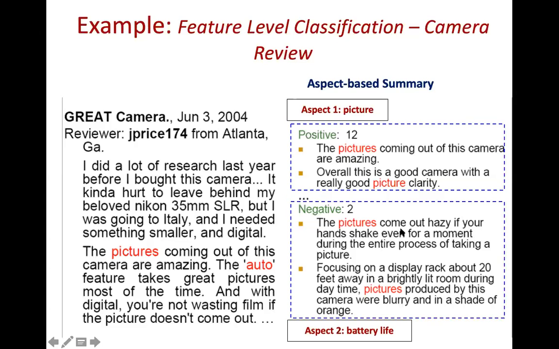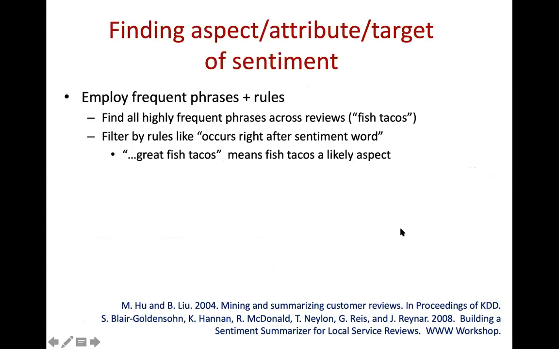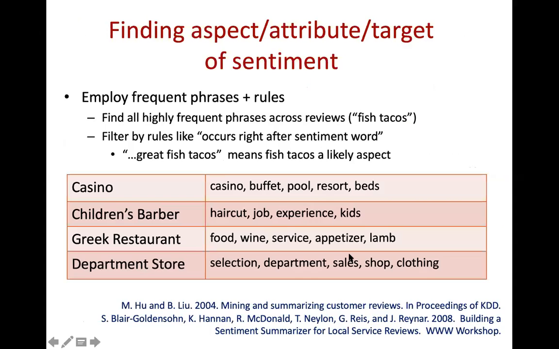And another one is battery life, for example, right? If you're going for, let's say, your camera or your phone, long battery life is positive, short battery life is negative, but you have to know that this is something very important, otherwise you won't be able to really do the efficient classification. Okay, so these are the examples.